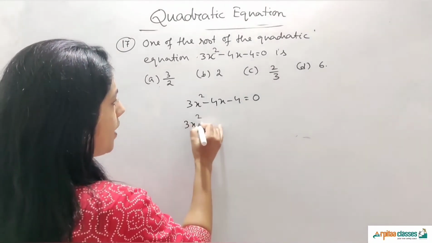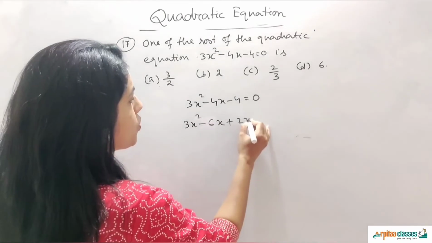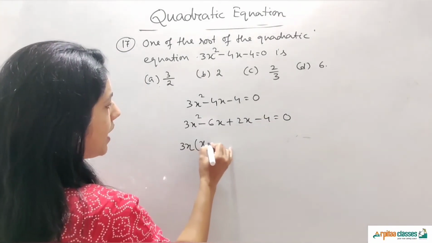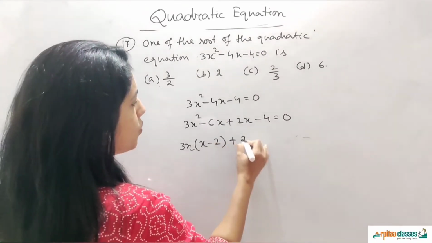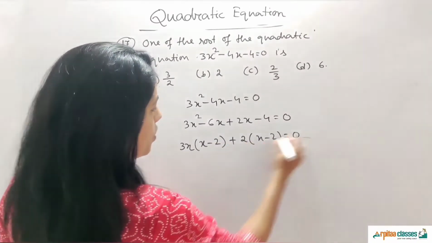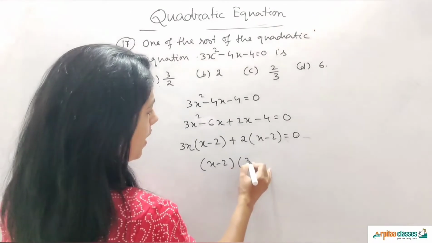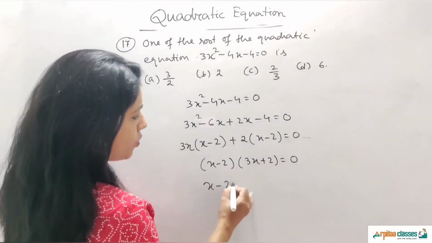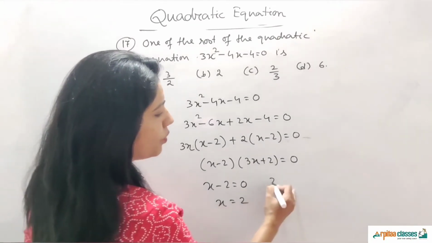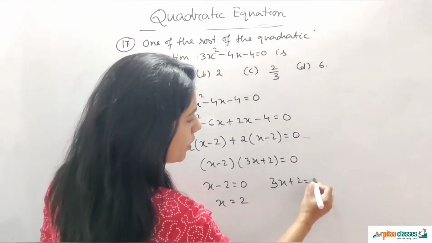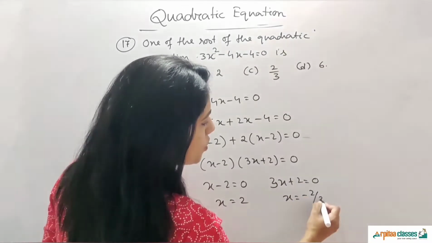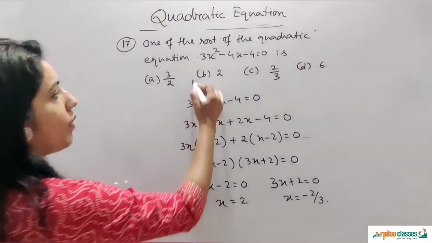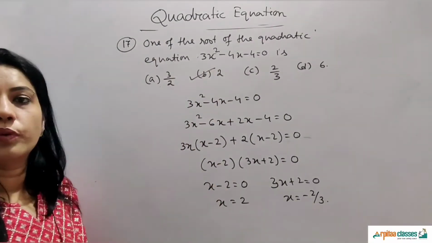So 3x square minus 6x plus 2x minus 4 equal to 0. 3x common, so it's x minus 2, plus 2 common, x minus 2. So the two factors are x minus 2 and 3x plus 2 equal to 0. So you make x minus 2 equal to 0, x is equal to 2, or 3x plus 2 equal to 0, x is equal to minus 2 by 3. So we have x is equal to 2 in the option. So one of the zeros will be 2.